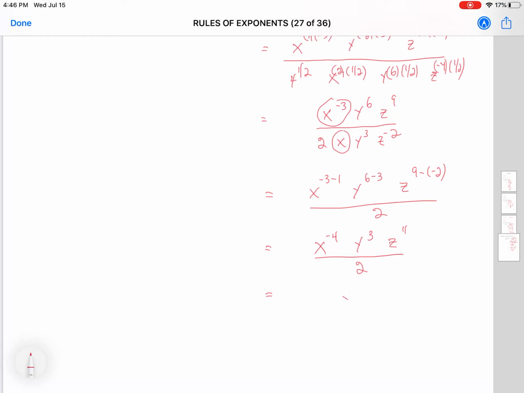I have a negative exponent. I'm going to bring it down, and I am going to have this as my final answer, which completes the first little video that we did on rules of exponents. So I hope you enjoyed, and we'll move on to the next one.